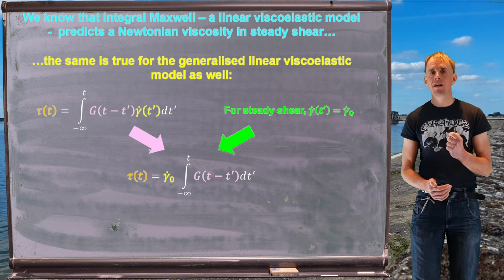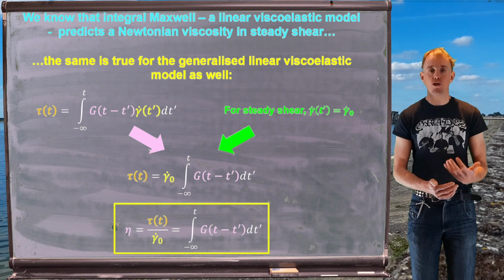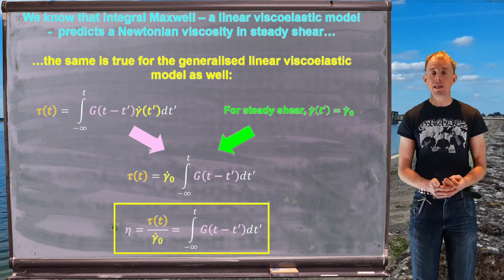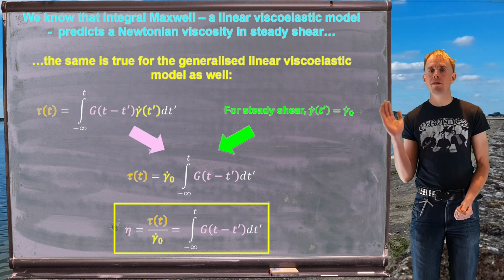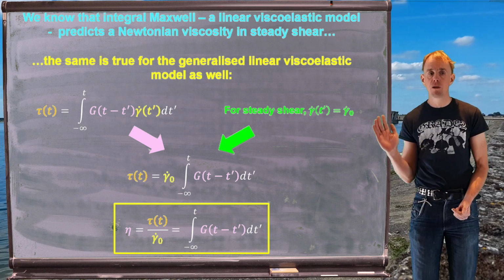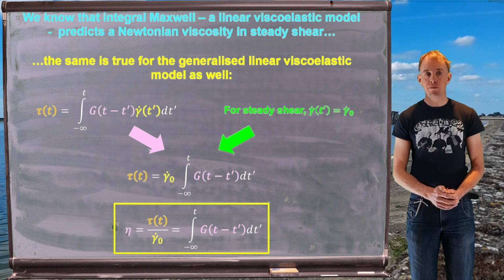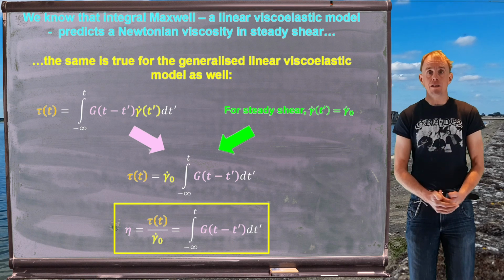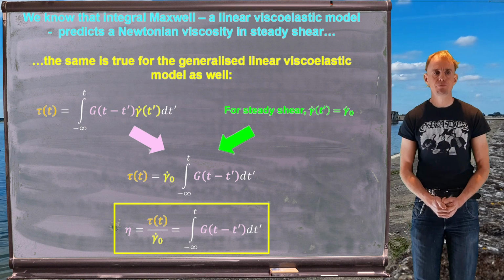If you remember, our definition for apparent viscosity is simply stress divided by rate of strain. Then we can see that the apparent viscosity is just an integral that is solely dependent on material properties alone and has no dependency whatsoever on the deformation history of the material. And so our apparent viscosity is in effect independent from our flow deformation, hence it's a steady shear viscosity.